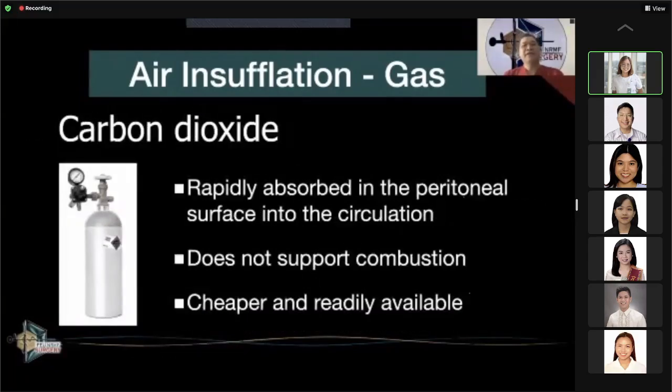Carbon dioxide is the most commonly used gas for pneumoperitoneum. Why? Because it is rapidly absorbed in the peritoneal cavity. It does not support combustion. It's cheaper and readily available. So this is the standard gas that we use up to this time.